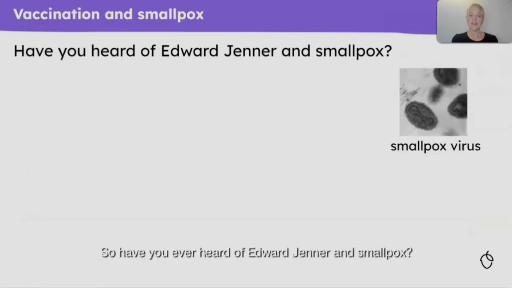So, have you ever heard of Edward Jenner and smallpox? You may have actually heard of this in history before. Have a little think.